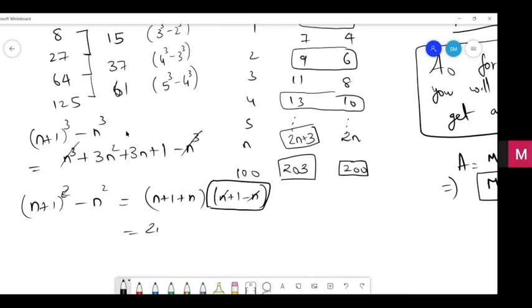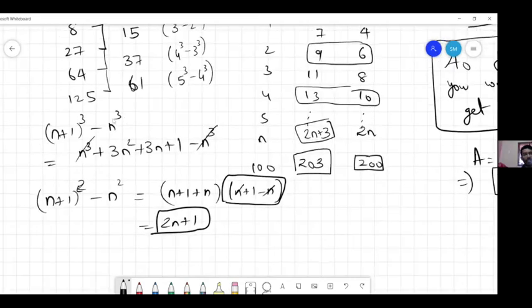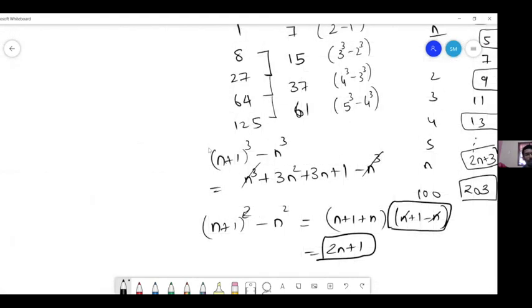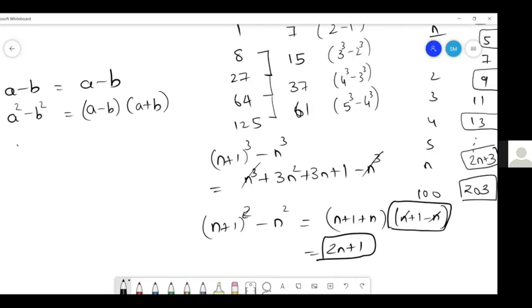So that gets cancelled. Now what we have is something of the form a³ minus b³. Another formula is there: (a−b) into something. I'm not very sure about it. a minus b into a² plus ab plus b².